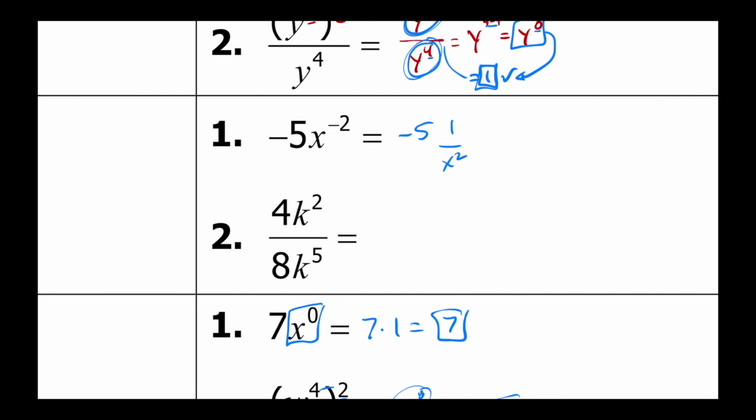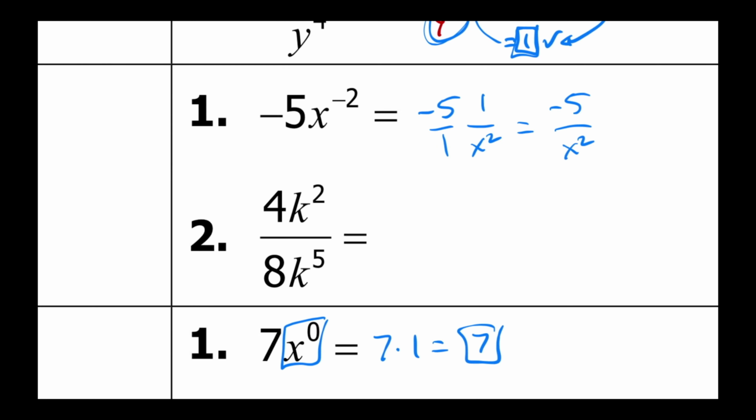Right? So if I put them together, this is still over 1. If I put them together, because remember, every number is over 1, I have negative 5 over x squared. The negative 5 stayed where it was. Negative 5 doesn't change. But the x to the negative 2 has to jump to the denominator. It's basically saying, hey, if you're in the numerator, jump to the denominator. If you're in the denominator, jump to the numerator.